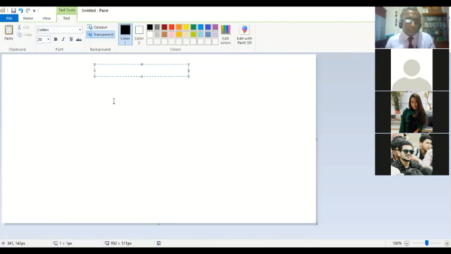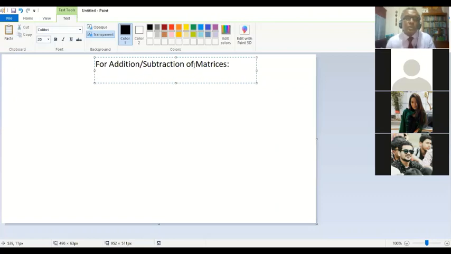Addition, subtraction, same thing actually. So for addition or subtraction, I'm writing something on the screen. You see the screen, right? For addition or subtraction of matrices, there is a condition.